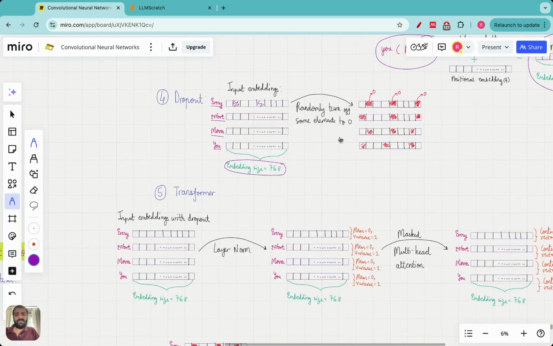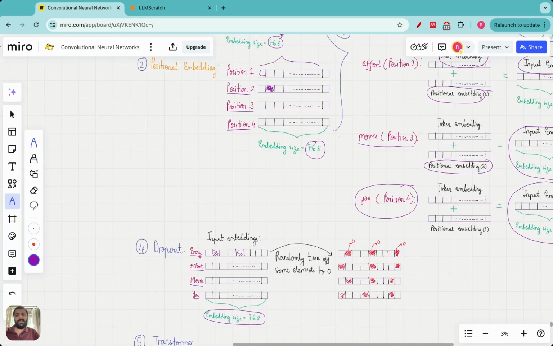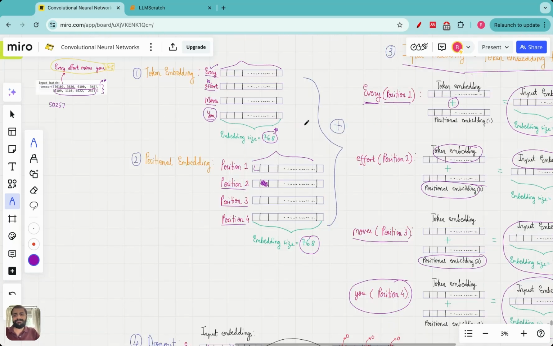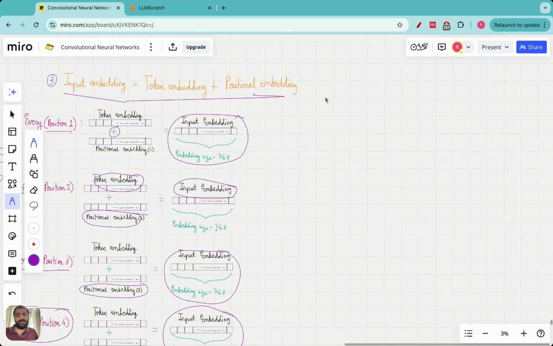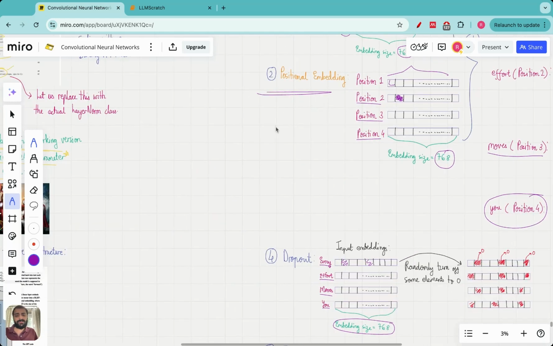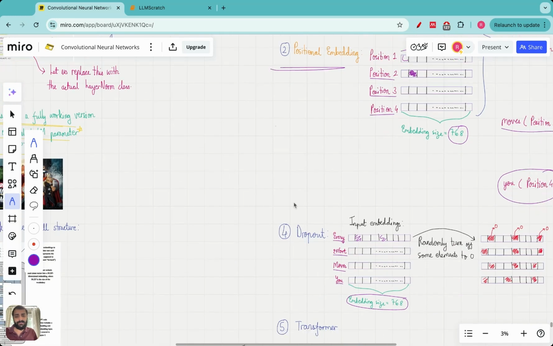Okay, so we have seen 4 steps up till now. Let's recap them. The first step is token embedding, which we saw. The second step is positional embedding, which we again saw. The third step is input embedding, which is essentially adding the token embedding plus the positional embedding. And the fourth step is implementing dropout. Now remember, up till here the transformer block has not been introduced at all. We are still outside the transformer block.